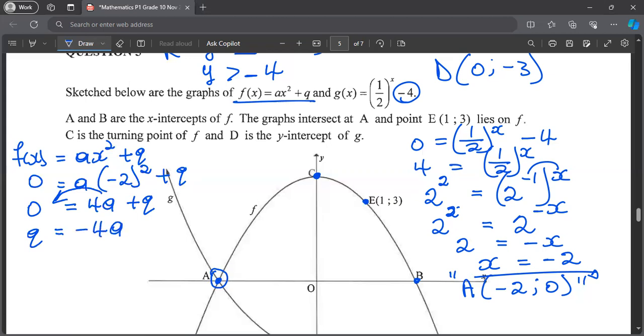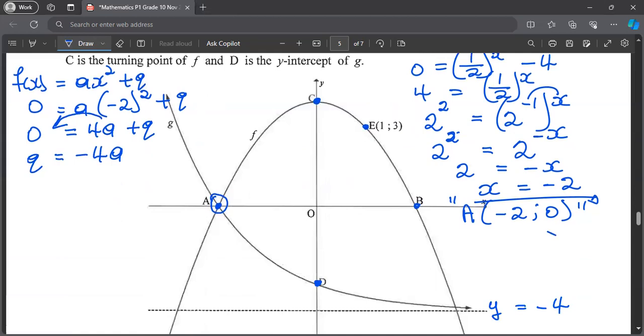Okay, fine. We still haven't solved anything, right? Now you come back and remember that the point E lies on the function as well. So you substitute the point E into this equation.